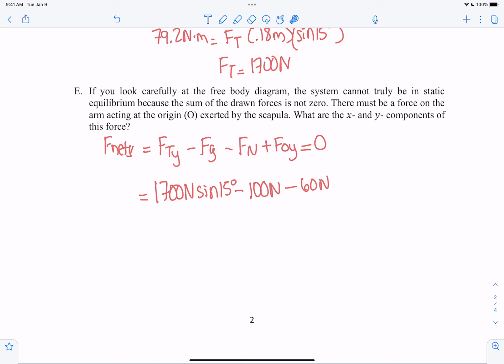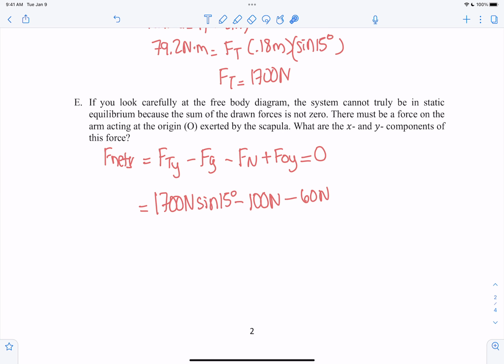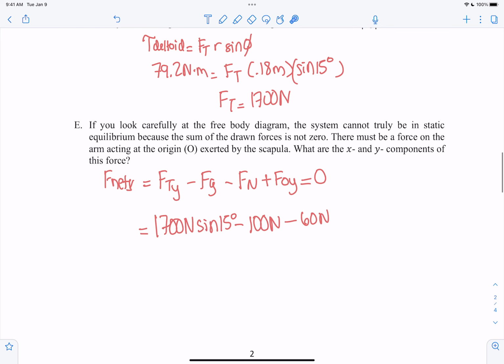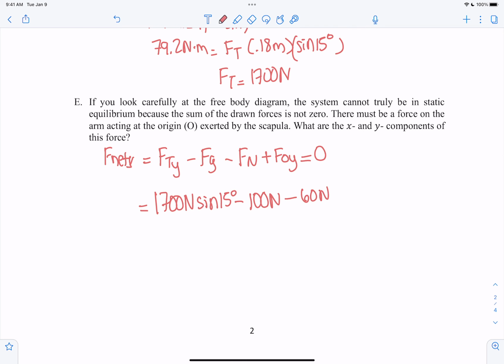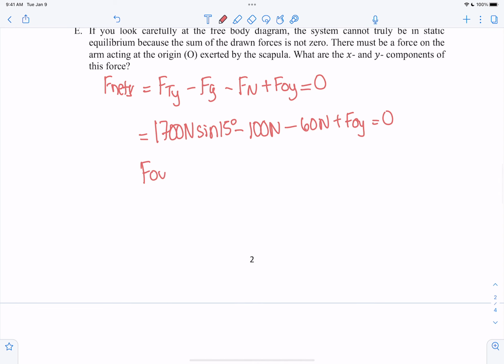So it's just 100 newtons and 60 newtons, equal to the magnitude of the gravity there and the normal force for the weight. And then it's obviously just plus the force that's exerted at the origin at the scapula, to cancel everything out. And so we can go ahead and calculate everything out here, and we can see that Foy, the y component of the force at the origin, should be equal to around negative 280 newtons. So that's our F net y force along the origin there.